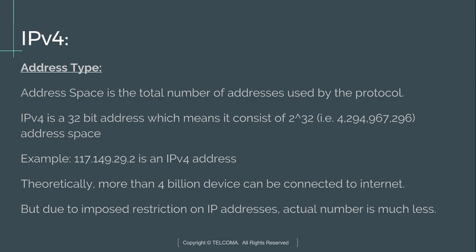Theoretically, more than 4 billion devices can be connected to the internet, but due to some imposed restrictions, like some IP addresses being reserved for special purposes, the actual number is much less than 4 billion.